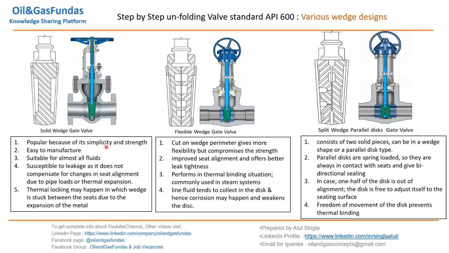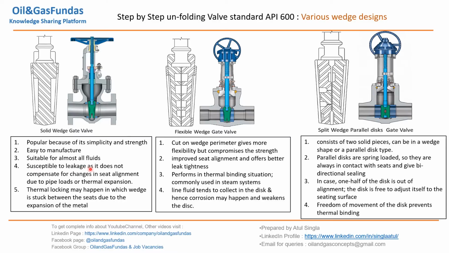Popular because of its simplicity and strength. This is a very common design. This rotates and comes down and it obstructs the flow. So this is very easy to design. It is very simple and easy to design, and it is very strong at the same time. Easy to manufacture, suitable for almost all fluids. Although this is a topic of discussion for the process team, it is just to know whether it is suitable for all the fluids or not.